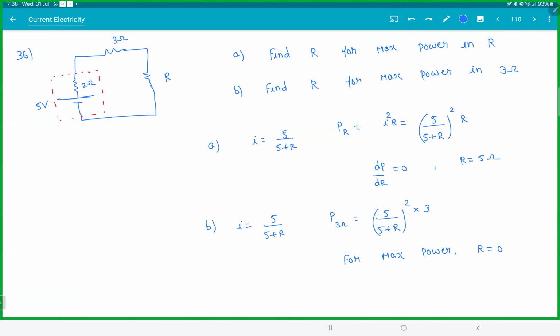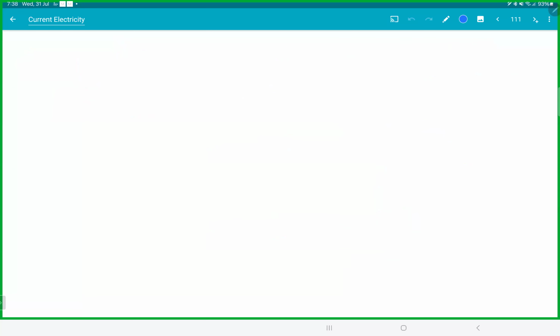So the whole point of this question is: don't blindly write the answer R is equal to R. Be very clear what he is asking. Are you asked to find R to get maximum power in R? Then fine. Are you asked to find R to get maximum power in some other resistance? Then don't use that formula. Clear? Keep that much in mind.